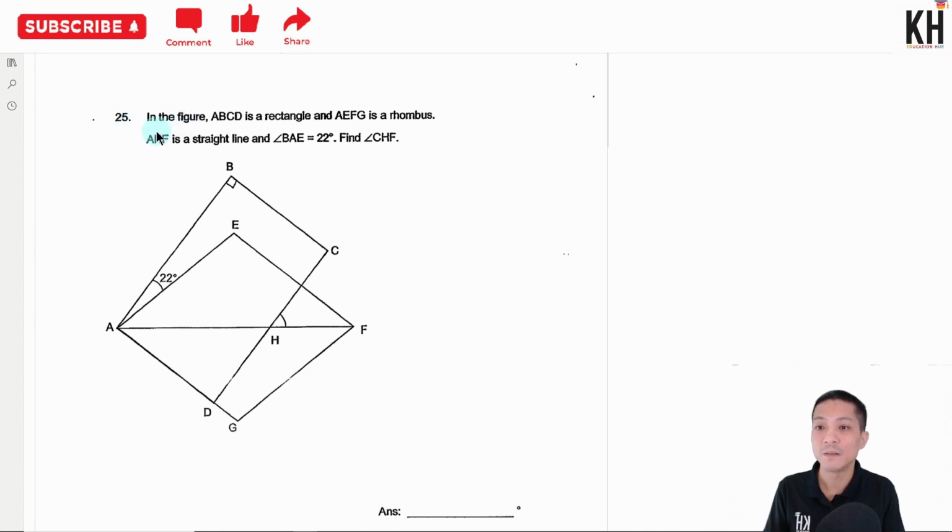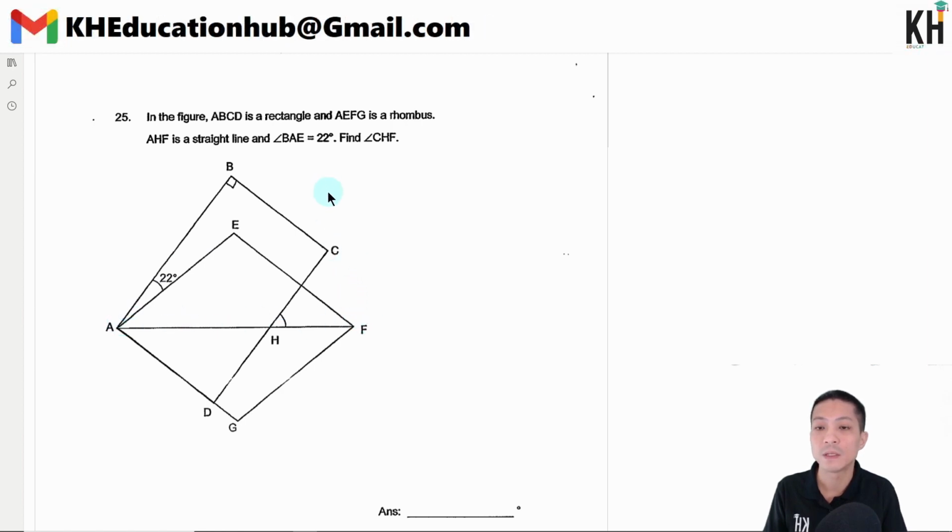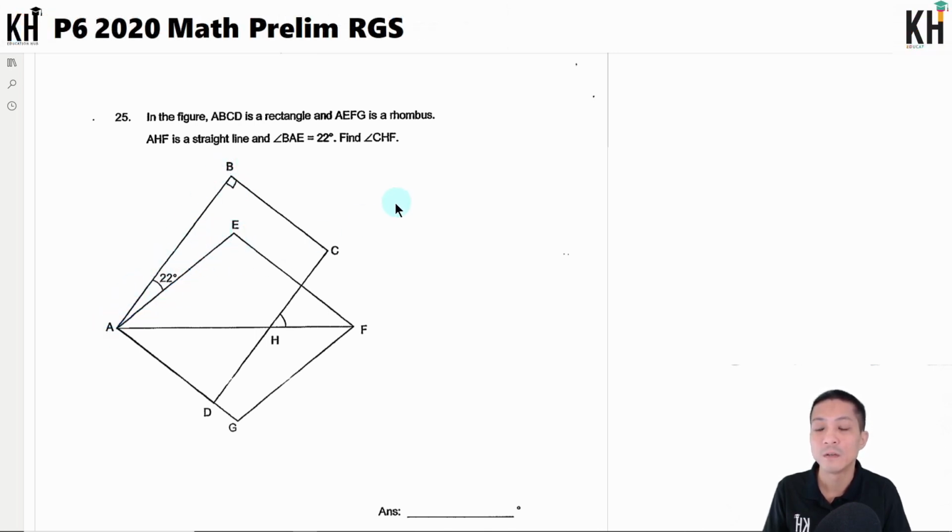Okay, question 25. In the figure, ABCD is a rectangle. So ABCD over here is a rectangle. AEFG is a rhombus. So AEFG here is a rhombus. AHF is a straight line. And angle BAE is 22. Find angle CHF, which is this.